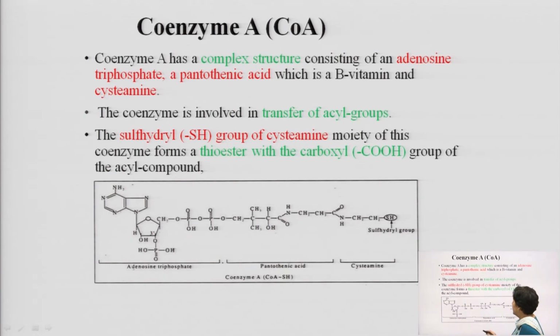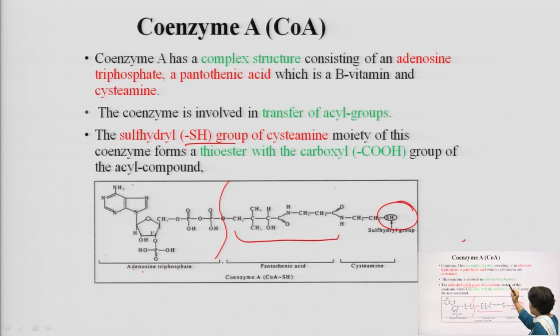compound. The sulfhydryl group, थोड़ा सा बड़ा स्ट्रक्चर है कोएंजाइम का. The coenzyme is made up of adenosine triphosphate. This is adenosine triphosphate and this is the pantothenic acid which is vitamin B, and this is the cysteine unit. तो cysteine unit की SH ग्रुप, लास्ट वाला SH ग्रुप जो टर्मिनल मोइटी है, कोएंजाइम जो फॉर्म करता है thioester with the carboxylic group of the acyl compound, जो भी एसाइल कंपाउंड होगा उसके साथ मिलकर ये ऐड करेगा.